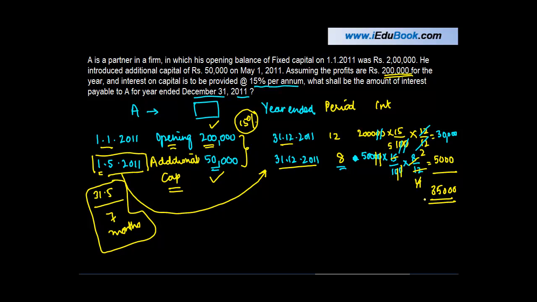As I said, this interest is subject to the terms of the partnership deed and profits. Because we have profits of 2 lakh, obviously we don't have an issue in terms of giving this interest on capital. We'll see some more complicated problems where the interest is more than the profits available, and see how we deal with those situations in subsequent videos.